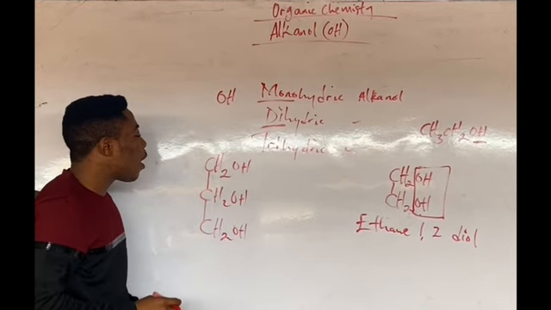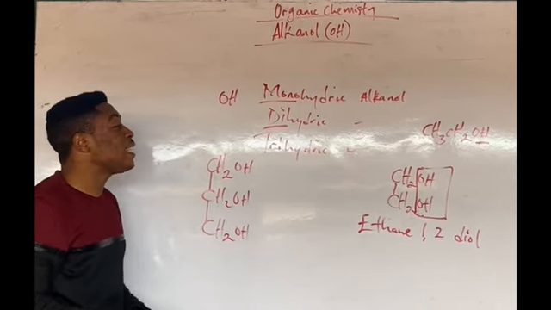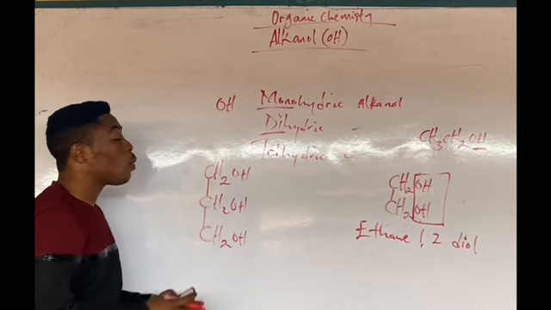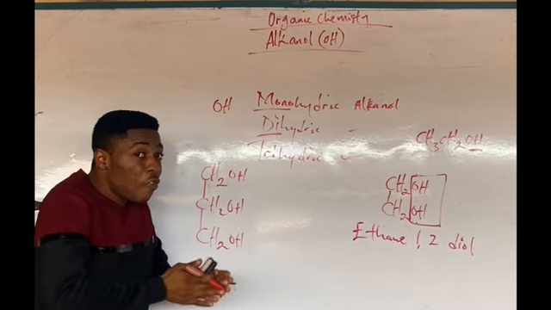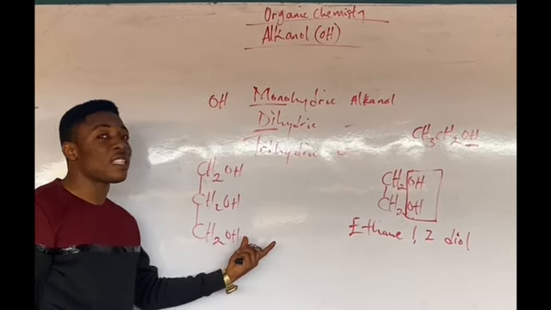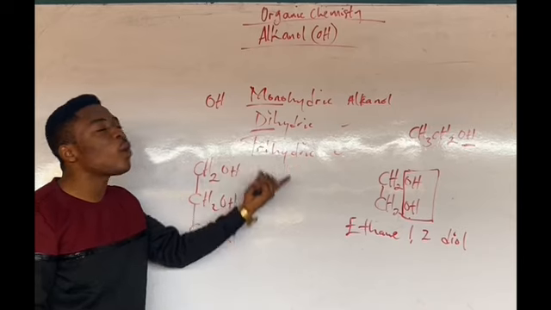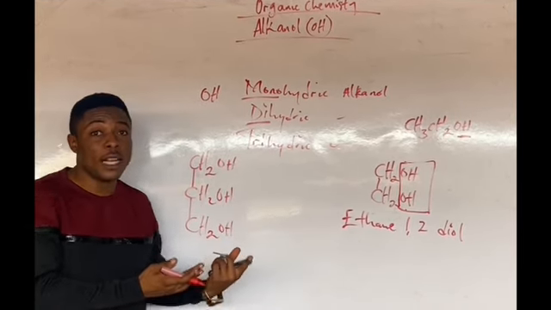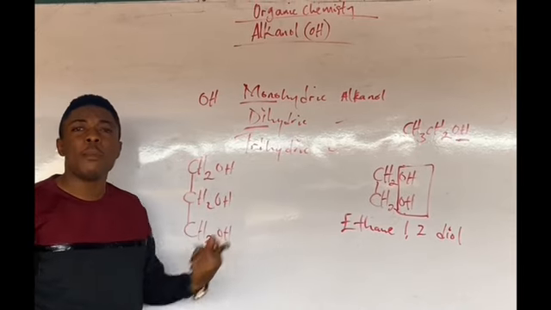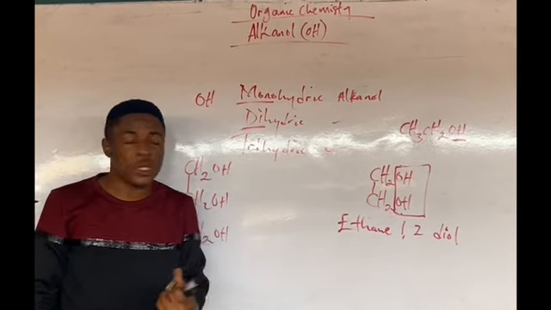Now, I know some of you will ask, how is it ethane 1,2-diol? How is it propane 1,2,3-triol? Very easy. But for the sake of this class, it is solely to identify monohydric, dihydric, or trihydric alkanol. But if you want to know how to name organic compounds, especially alkanols, please watch out for my subsequent uploads.